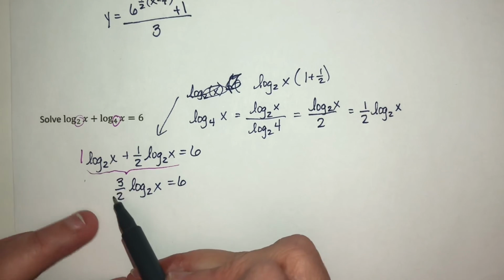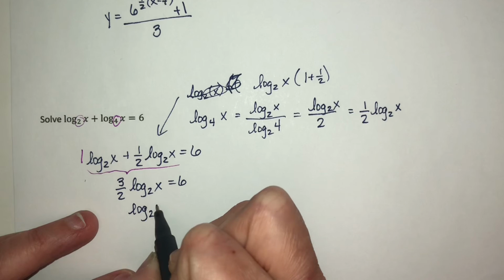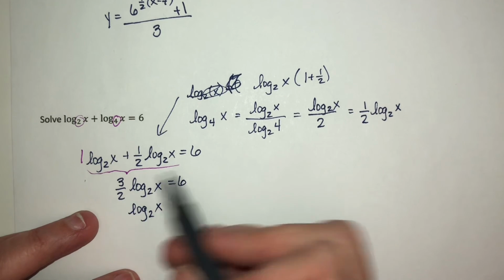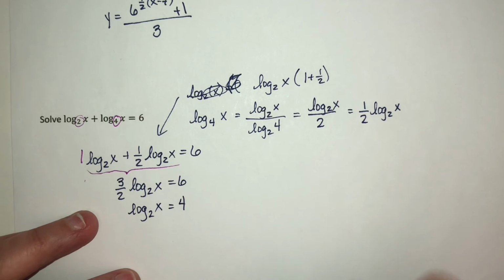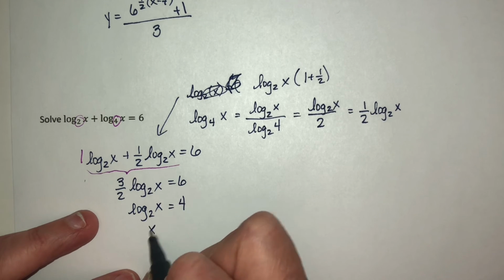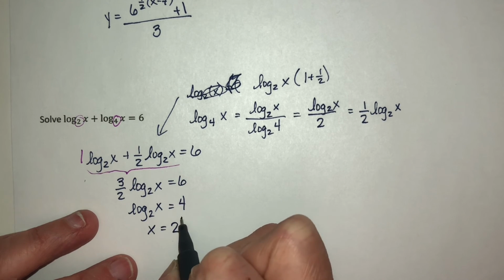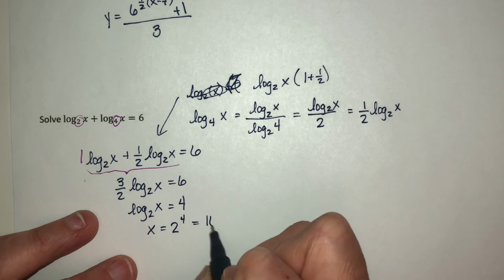Now divide both sides by 3/2. That will give me log base 2 of x. Dividing that, 2 times 6 is 12, divided by 3. So that equals 4. Now change this to exponential form. You have x is equal to 2 to the 4th power, which is 16.